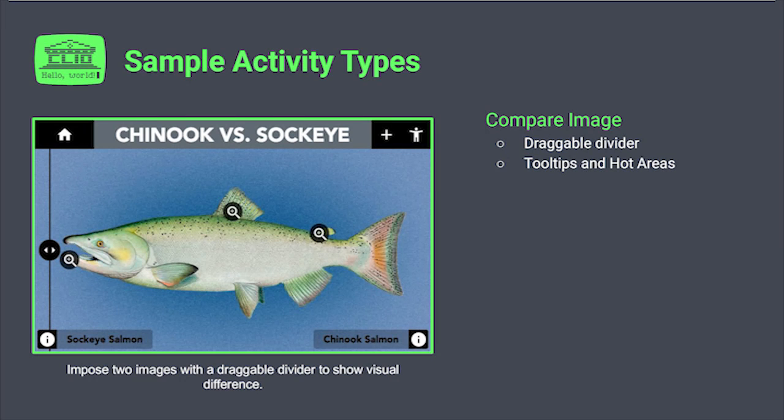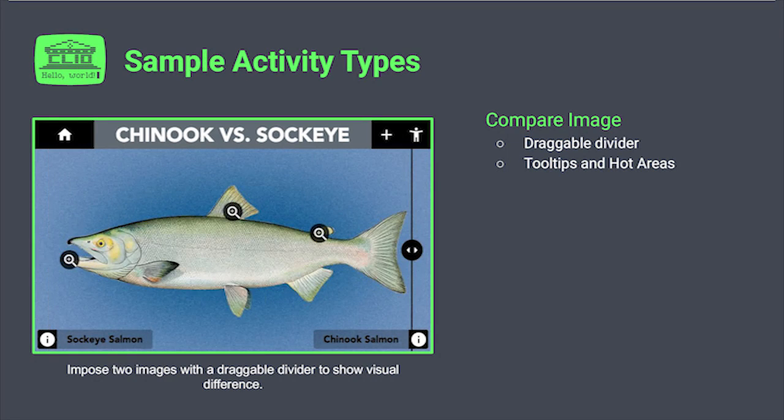So some of the activities we've designed for this project, one of the first ones we came up with was an image comparison. We thought, what's more tactile than moving a cursor and really seeing what the difference is between two things? I think that's a really good way of providing context in museum educational programming. So we've superimposed two images on each other, and you can drag the cursor over. And then there are also highlightable tooltips and hot areas.